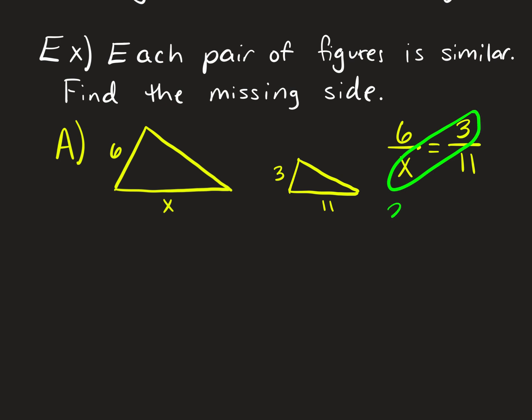X times 3 is 3x. 6 times 11 is 66. Divide both sides by 3. And x, the missing side, is 22 units.